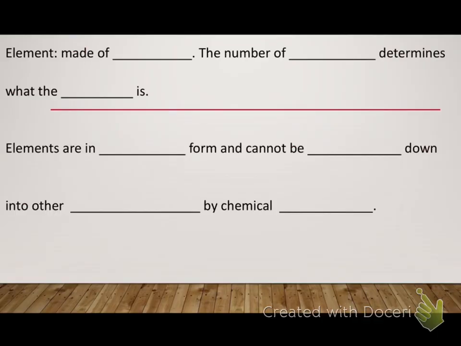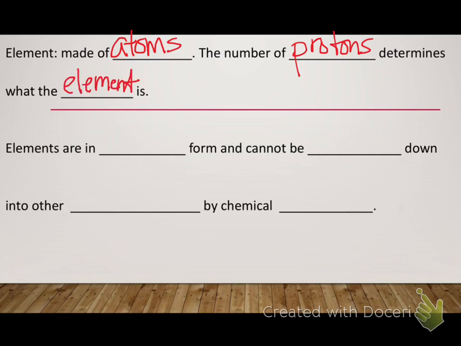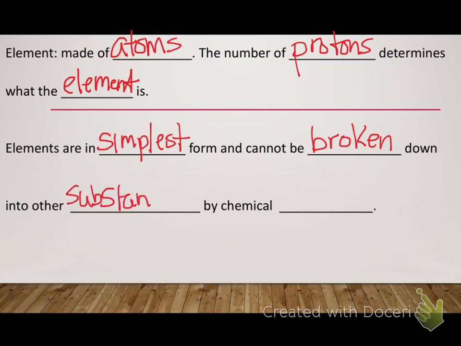Okay, so elements are made of atoms. The number of protons determines what the element is. You know that from when we talked about the periodic tables. Elements are in their simplest form. That means they cannot be broken down into anything else. Even if you have a chemical reaction, they can't break down. They are what they are.